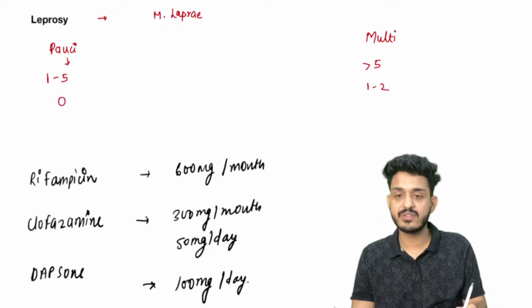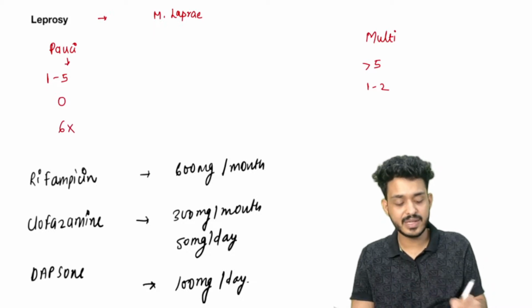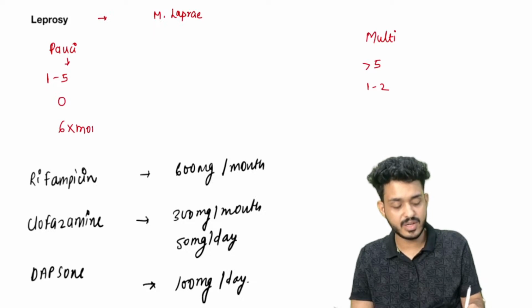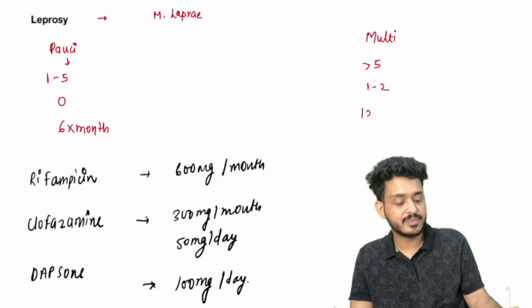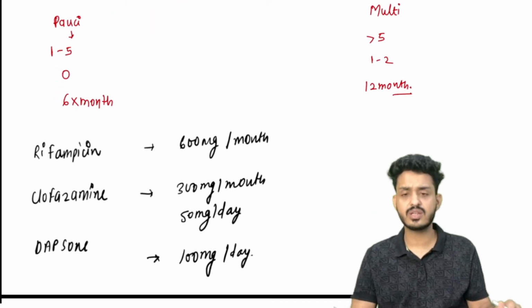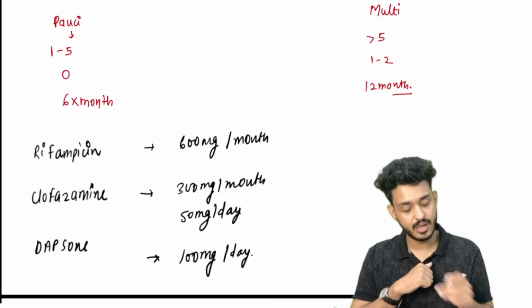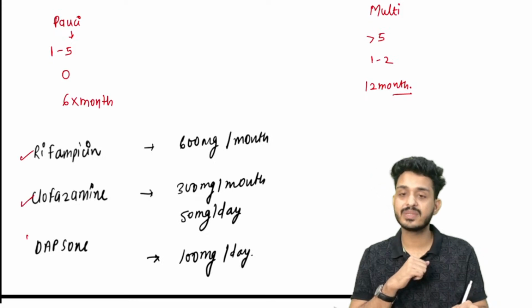Pauci treatment will be given for how much time? Treatment will be given for 6 months. Same drugs will be there. Here the treatment will be given for 12 months. What are the drugs that we will be using? We are using rifampicin, clofazimine, and dapsone.